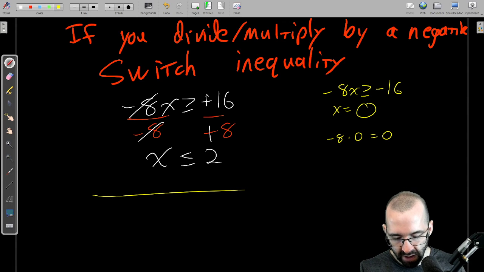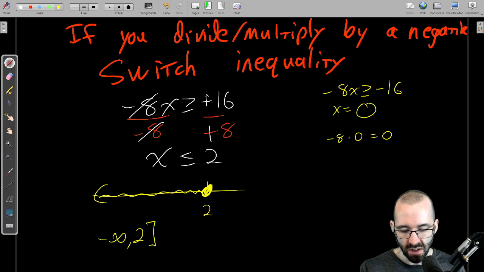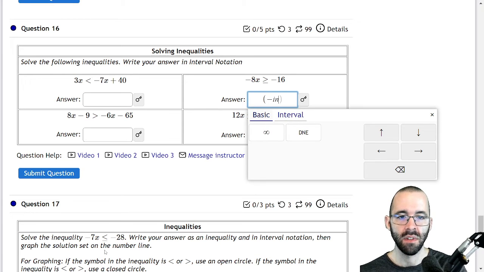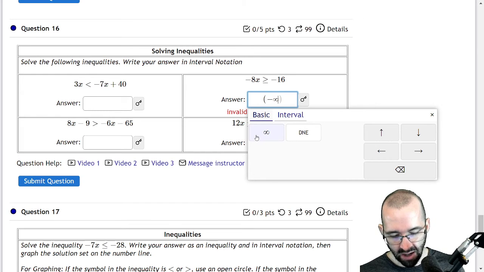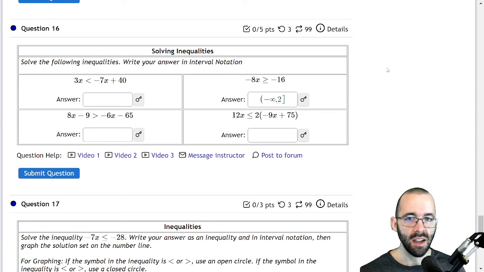Now interval notation. Let's say 2 is right here. We're looking at all the numbers less than or equal to 2, so we use a closed circle and go to the left. What's the smallest number in this interval? What's the biggest? 2 is included. Negative infinity is not. We get negative infinity up to positive 2. And sometimes the answer won't exist.